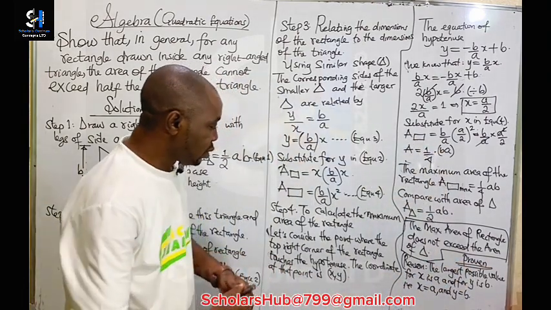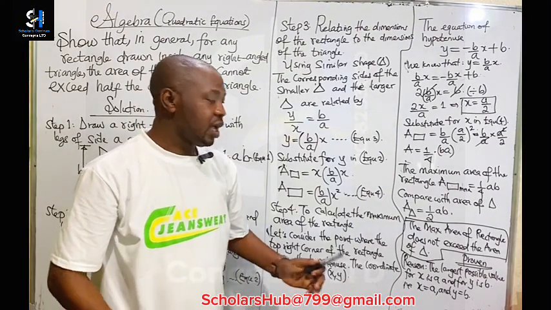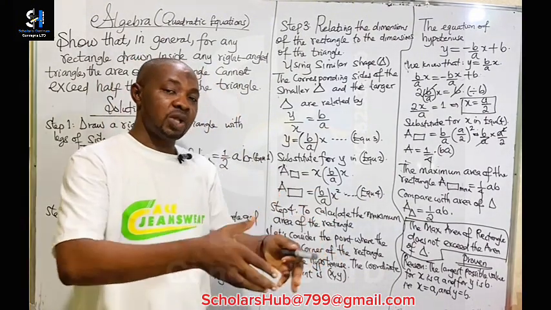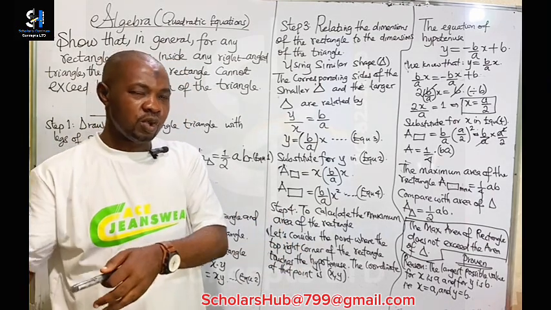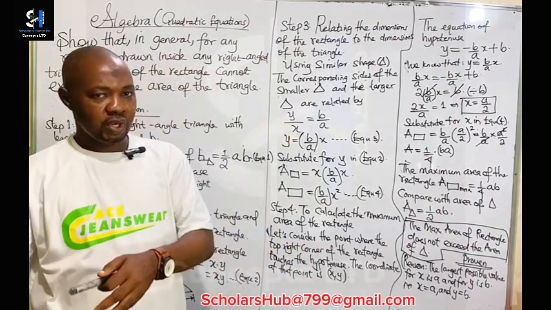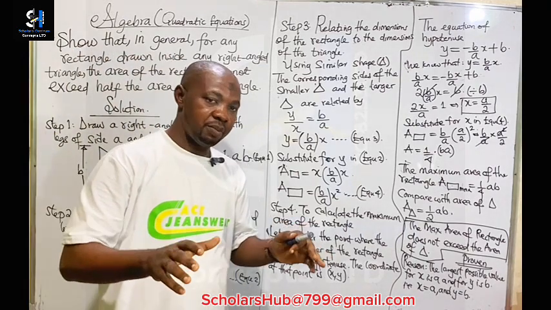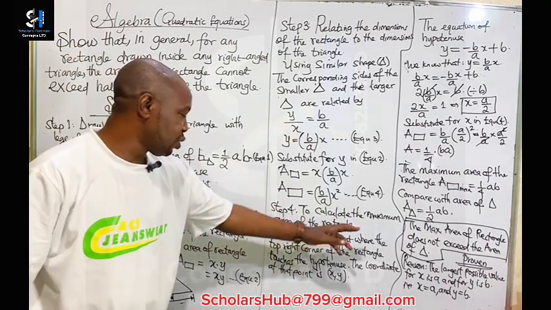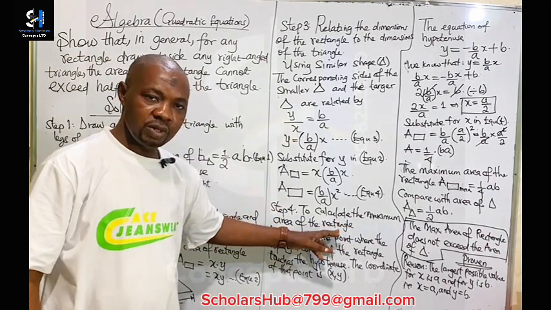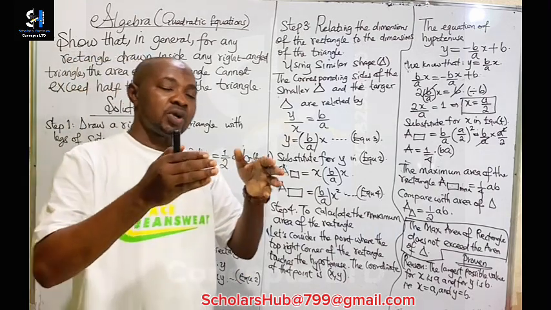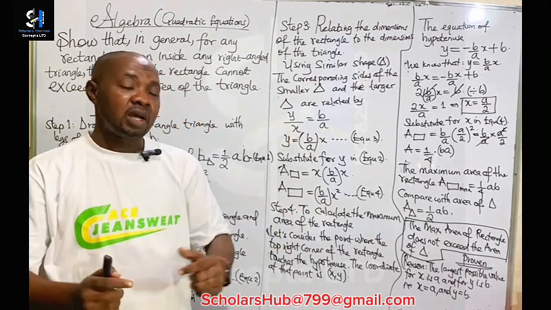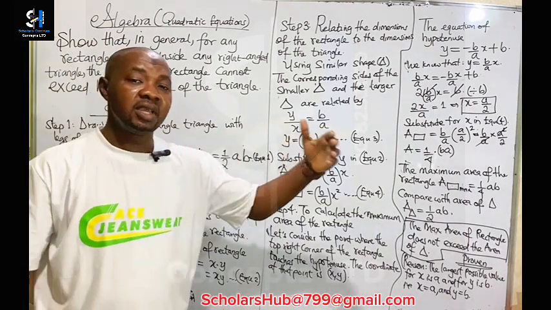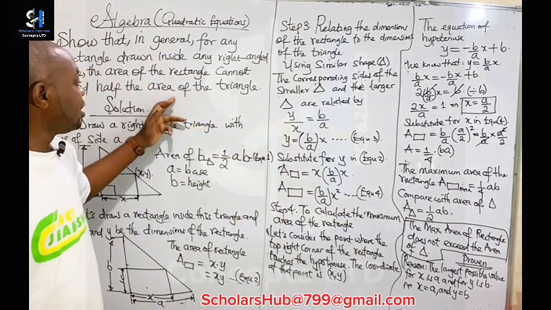But this is just the reason why we have the area of the rectangle not to be equal to the area of the triangle. I want you to get my point. Now, when it comes to how to calculate the maximum area of the rectangle, we must be very careful, because the question reads that the area of the rectangle cannot exceed half the area of the triangle.